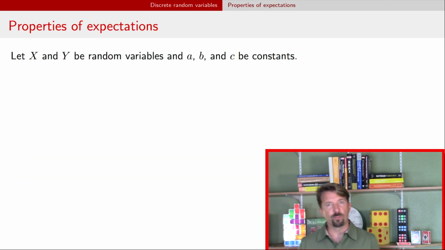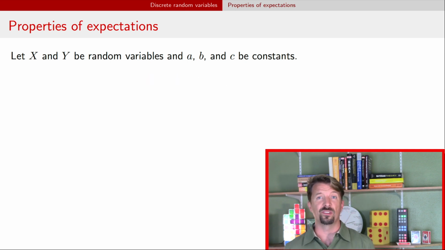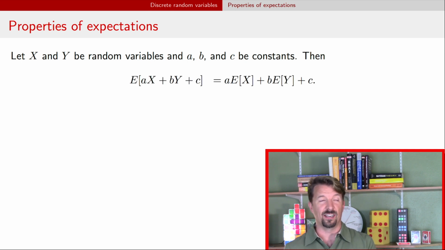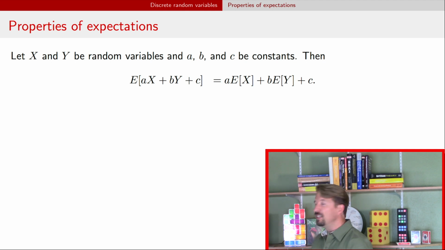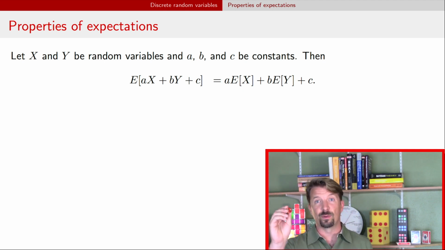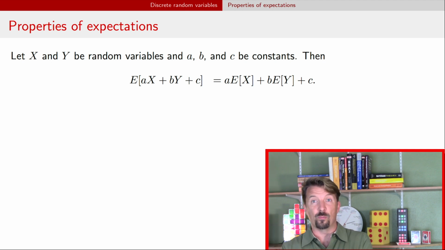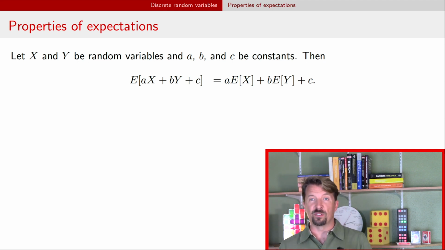Alright, so here are some properties of expectations. This is a good one to remember. If we have x and y as 2 different random variables, and we have some constants a, b, and c, those are just some numbers, then it turns out that the expectation of a times x plus b times y plus c is just equal to a times the expectation of x plus b times the expectation of y plus c. And we actually used this a little bit ago when we did the dice example, right? So for an individual die, the expected value is 2.5. If we have 3 of them, we added them together, we got 7.5, and we were actually using this property right here.